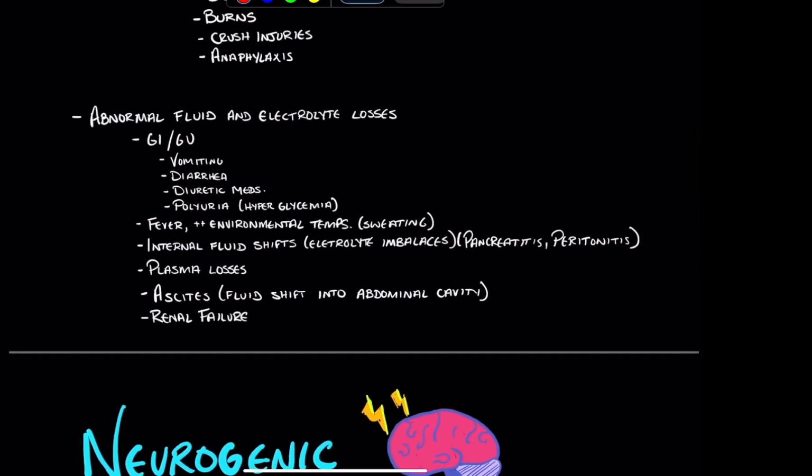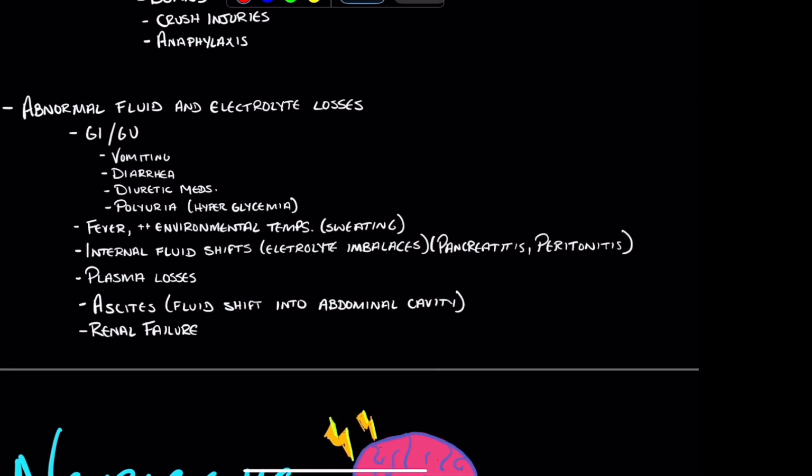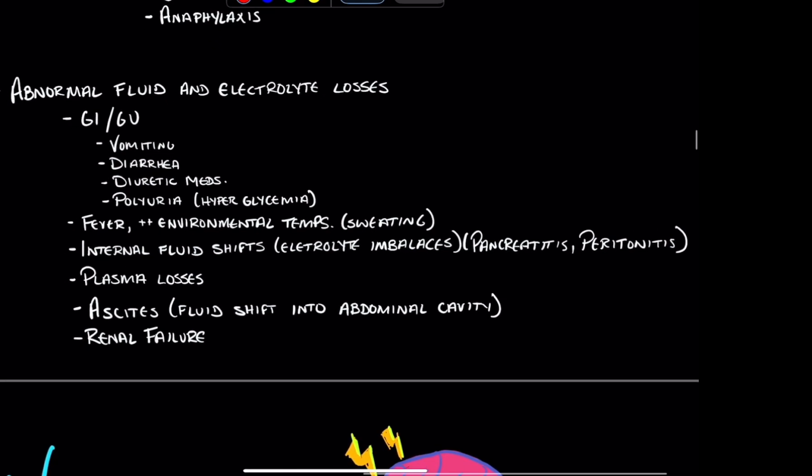Other things like pancreatitis, peritonitis. So again, these are inflammations of different tissues or organs in the body. So if the body is pulling fluid to deal with these inflammations, then you're going to have reduced fluid volume for the vasculature.